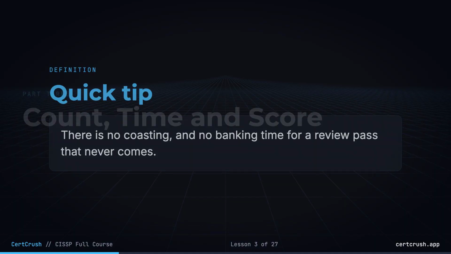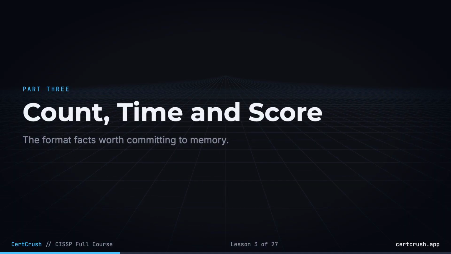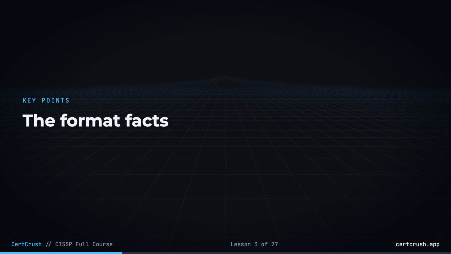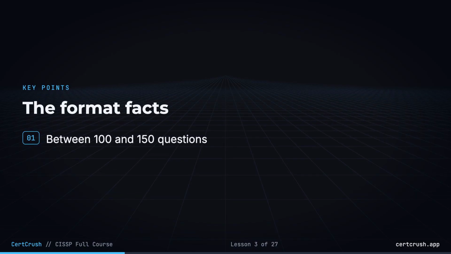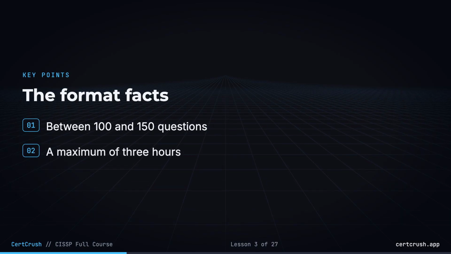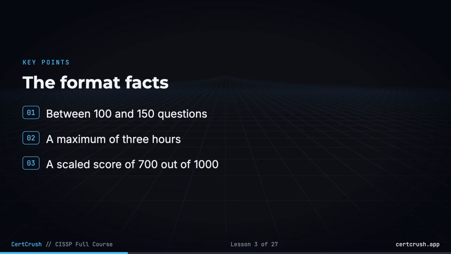The next idea is question count, time, and scoring. Here are the format facts. Commit them to memory, because knowing them calms the nerves. The English CISSP CAT serves you somewhere between 100 and 150 questions. You get a maximum of 3 hours. And to pass, you need a scaled score of 700 out of 1,000.